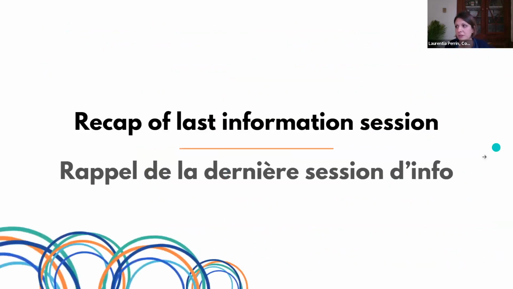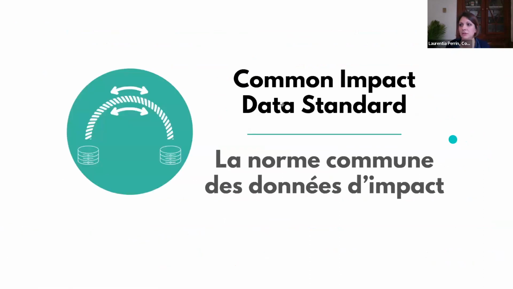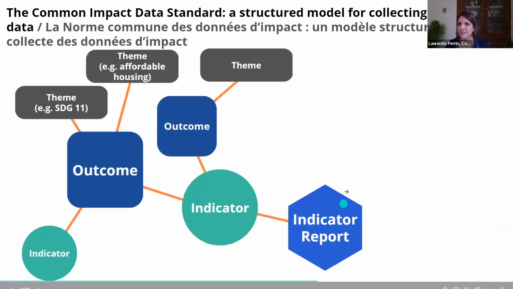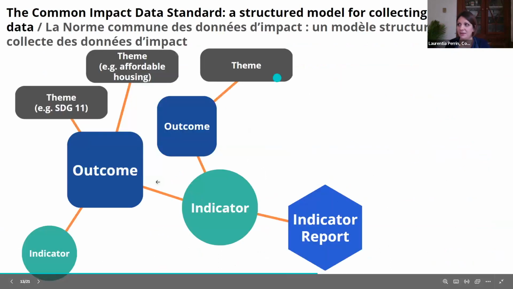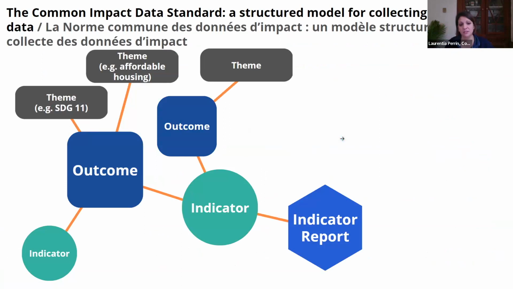So a quick recap of the last information session and a bit of an overview of the Common Impact Data Standard, because we're going to talk about it in our document after. Basically, the Common Impact Data Standard is a model for how the data is structured and how it's going to be used in the Social Finance Fund. This is the basic, minimum level of information: the standard will help to collect data around themes, outcomes, indicators, and indicator reports.